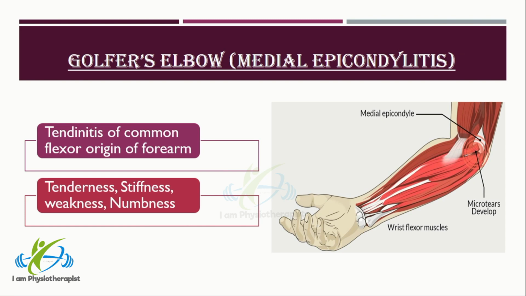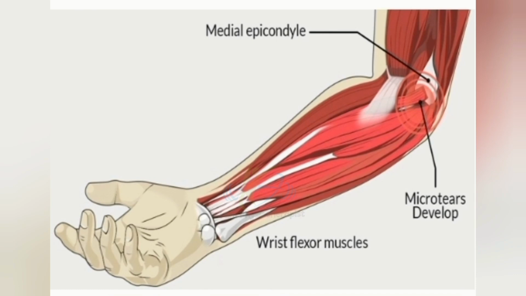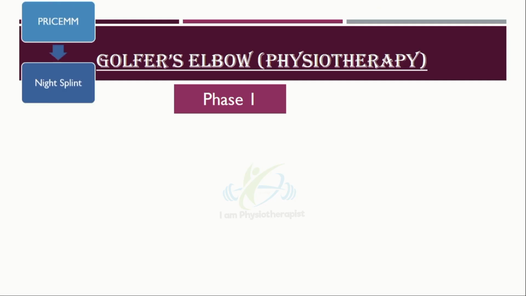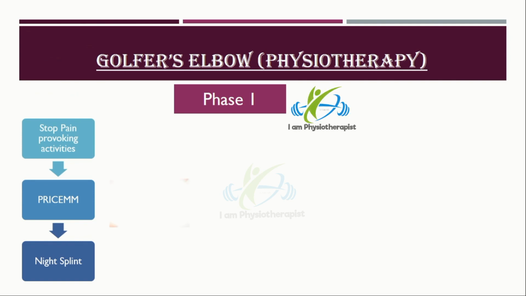Other symptoms are stiffness of the elbow, weakness in the hand and the wrist, and a numbness or tingling feeling in the fingers, mostly the ring and little finger. The main goal of the conservative treatment is to relieve pain and reduce inflammation. These two things will help to achieve a proper rehabilitation and later, a return to usual activities. Physiotherapy treatment can be divided into 3 phases.